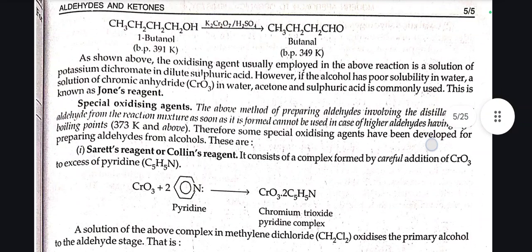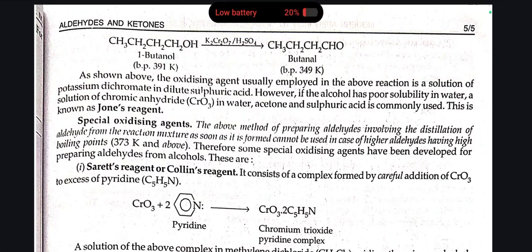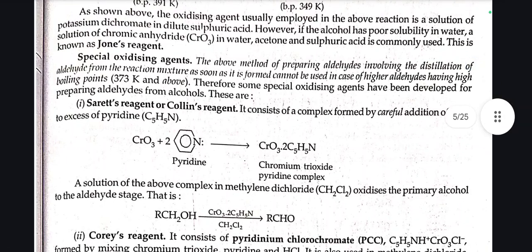Special oxidizing agents. The above method of preparing aldehydes, involving the distillation of the aldehyde from the reaction mixture as soon as it is formed, cannot be used in the case of higher aldehydes having boiling point 373 Kelvin and above. Therefore, some special oxidizing agents have been developed for preparing aldehydes from alcohols. These are: first, Sarett's reagent or Collins reagent.